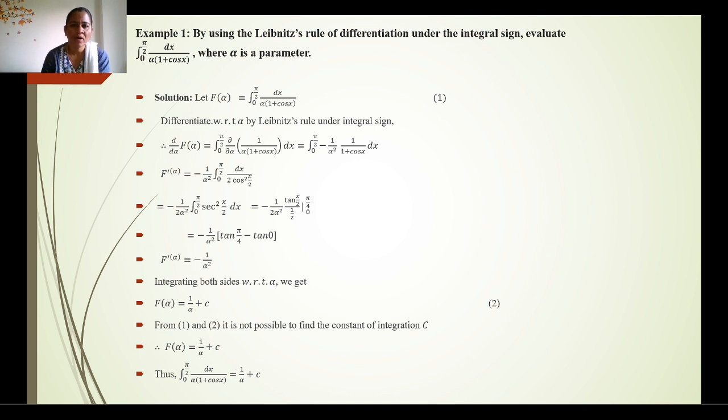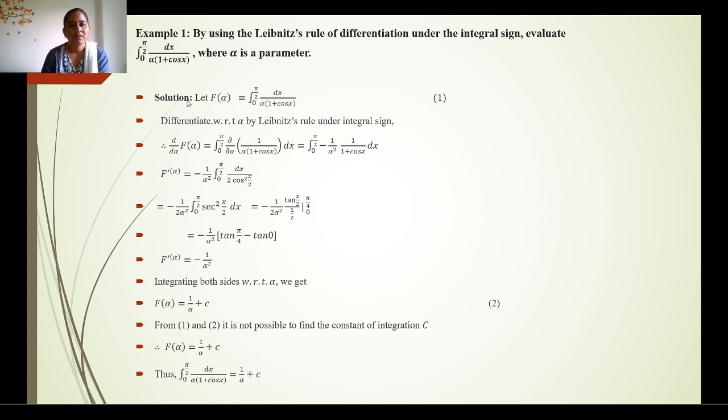Then we move on to the application of Leibniz rule. In example 1, by using the Leibniz rule of differentiation under the integral sign, evaluate the integral of 0 to pi by 2 dx by alpha into 1 plus cos x, where alpha is a parameter. In this we can see there are two variables, x and alpha. Here take alpha as a parameter.